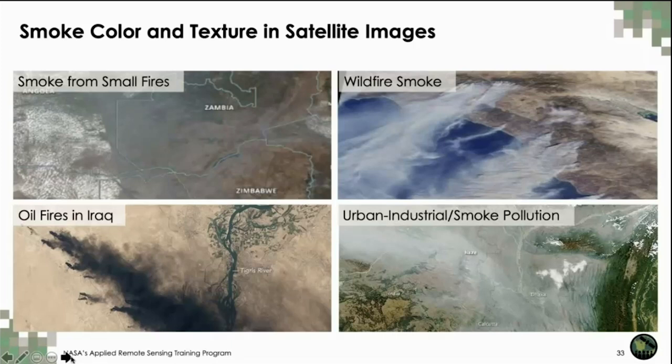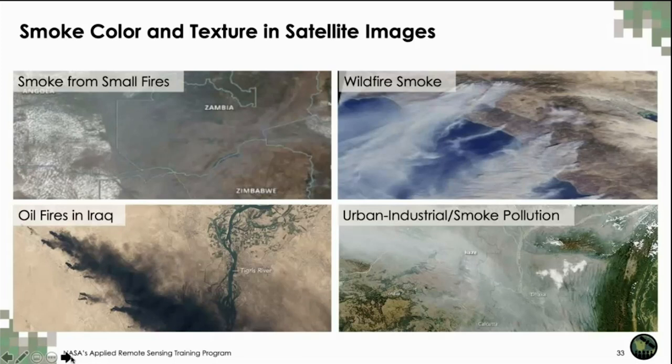On the top left, we already saw that case from the small fires in Zambia, where the smoke appears more transparent but more hazy. On the right, you see those wildfire smoke plumes which we saw in case of California. On the bottom left, you see another example which we haven't seen earlier, smoke from oil fires, and this is from Iraq. Since oil fire emissions are dominated by black particles or black carbon, which are very absorbing in nature in the wavelengths where we are making these RGBs, they appear very dark and black in color.